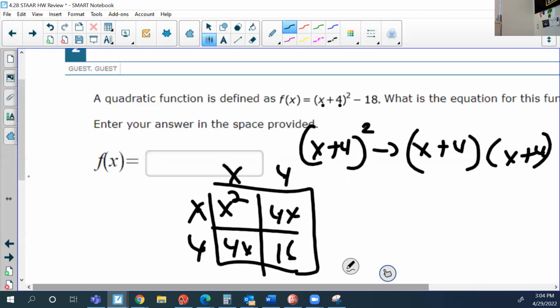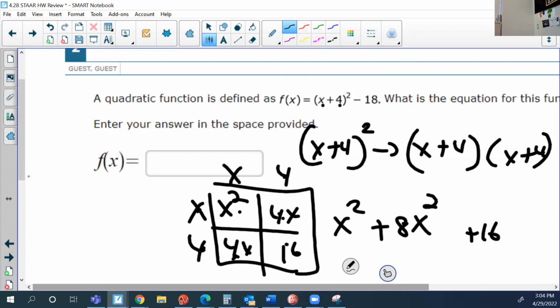All right, so I see some of you guys adding 4 plus 4 gives you 8 right here. No, no, no. It's 4 times 4. You got to multiply, and that gives you 16. So when I combine my like terms now, it gives me my first term, x squared. My last term is going to be 16. And when you add these two, it gives you 8x. I see some person putting square there. No, no, you can't do that. You're going to add 4 plus 4, which is 8.